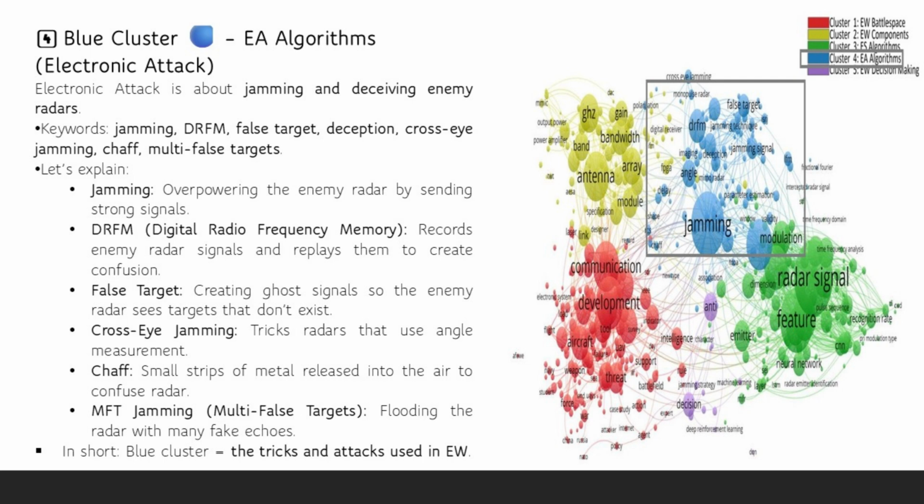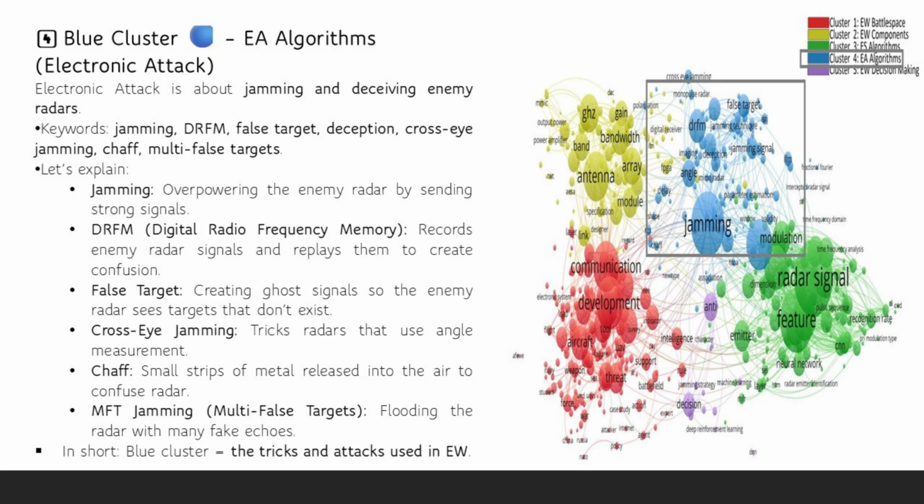Blue cluster, EA algorithms, electronic attack. Electronic attack is about jamming and deceiving enemy radars. Keywords: jamming, DRFM, false target, deception, cross-eye jamming, chaff, multi-false targets. Let's explain. Jamming, overpowering the enemy radar by sending strong signals. DRFM, digital radio frequency memory, records enemy radar signals and replays them to create confusion. False target, creating ghost signals so the enemy radar sees targets that don't exist.